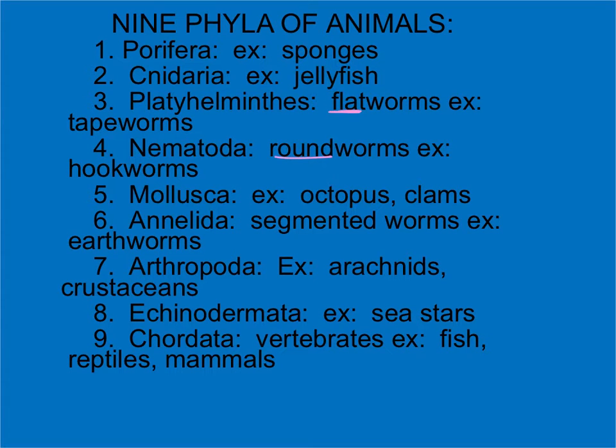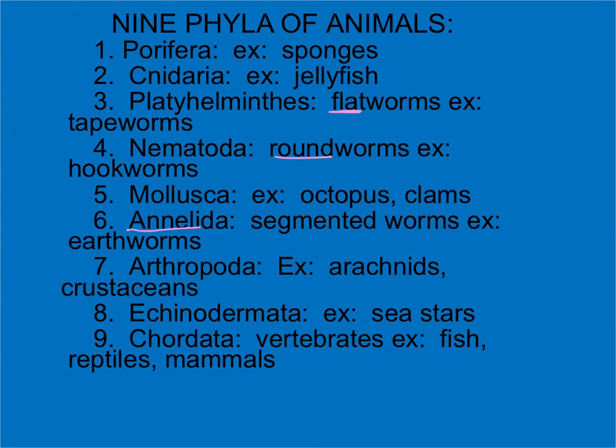Nematoda are roundworms, like hookworms or pinworms, the worms that your dog might get, and that's why you give them the worming medication, which sometimes is a pill, sometimes it's stuff you put on their back. Mollusca are mollusks. They are soft-bodied animals, like octopus, clams, oysters, snails, things like that. They may or may not have a shell. Squid.